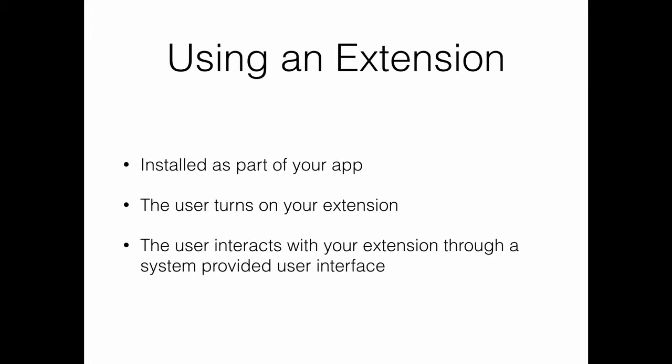But for the users to be able to use it, the first thing they have to do is install it. Once they've installed it, they've got to turn it on. Extensions are turned off by default. Once they turn it on, then they have to interact with that extension, and they interact with it through a system-provided UI, such as the UIActivityViewController.